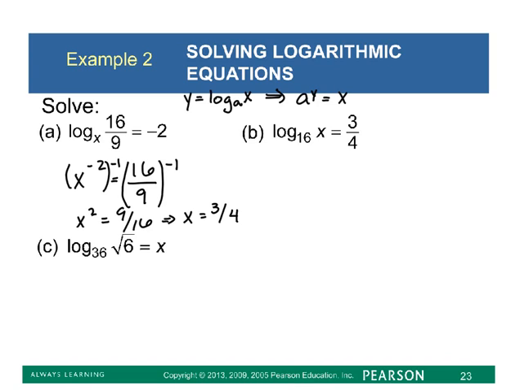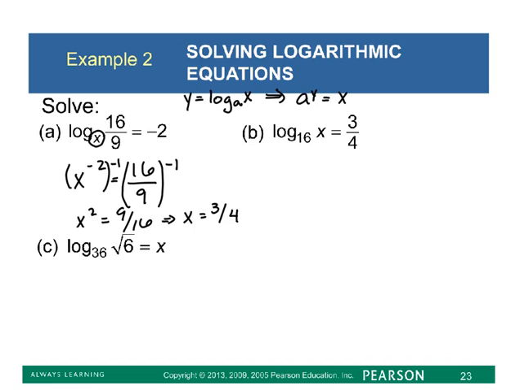Here, whenever we take the square root of both sides, we're not going to worry about the negative side of the solution, because our base is never going to be a negative value in a logarithm. So let's keep it positive.